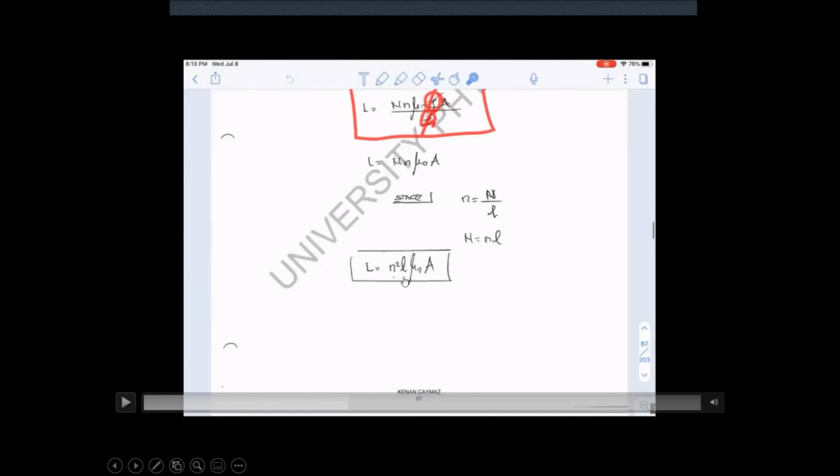Longer it is, larger the inductance. Larger the area, bigger the inductance. More wires that you loop around, bigger the inductance. So that's it. Those are the parameters that it depends on.